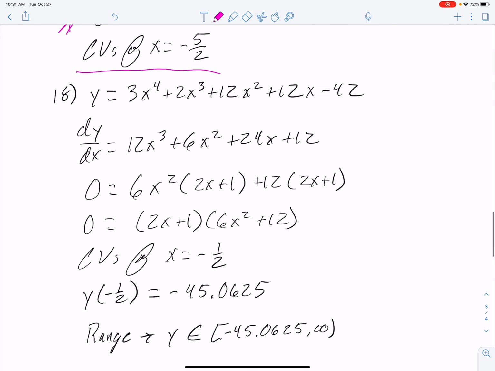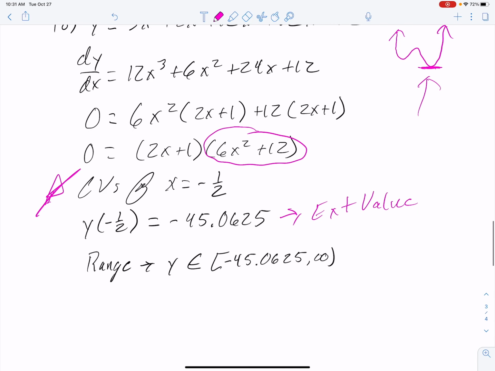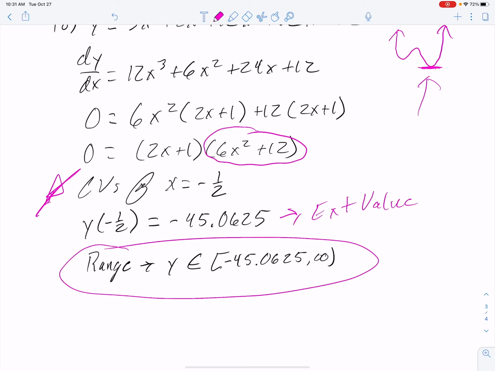Similar in 18, because this is a positive lead coefficient and a fourth degree polynomial, we know it's going to look most likely something like this, which means that we're going to end up with an absolute minimum somewhere. So once I have my critical value, which turns out only to be a single critical value, since if you set 6x squared plus 12 equal to 0, you get imaginary answers, I substitute into my original to get my extreme value. And then again, this was a minimum, so I know my range starts at that value and goes off towards infinity.